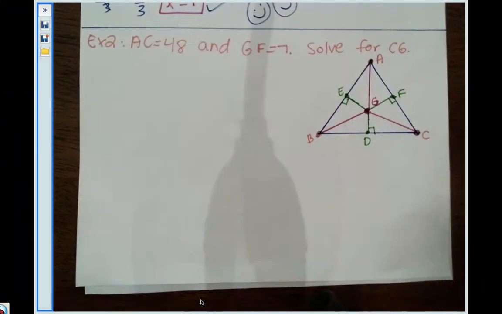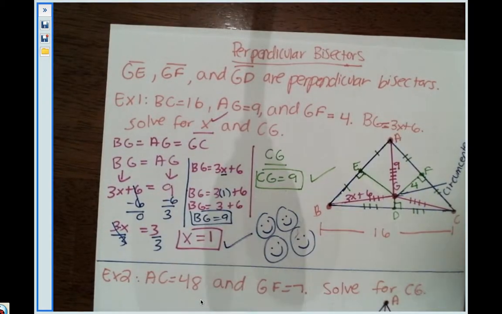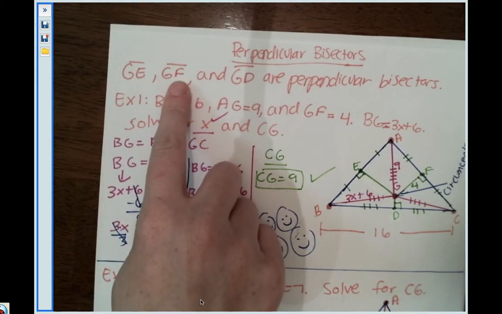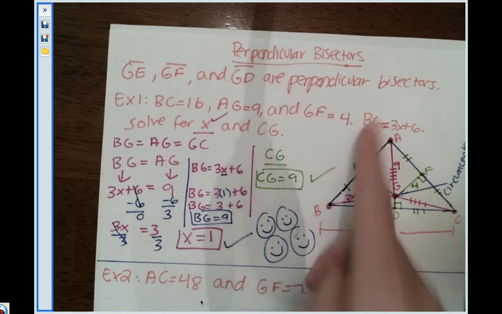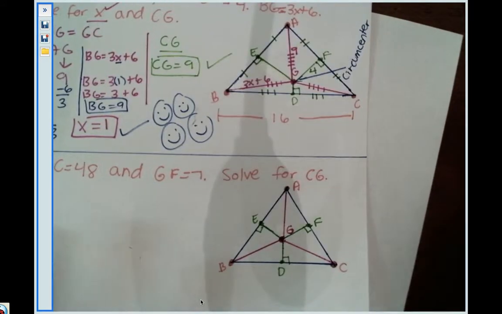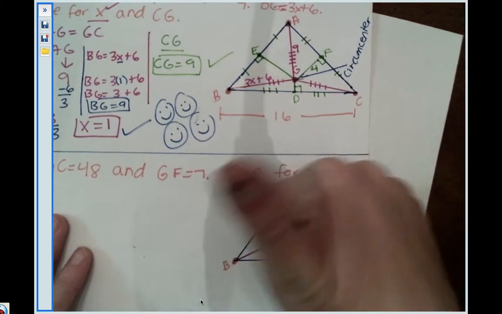Hey everyone, we're on to example 2 for perpendicular bisectors in triangles, which is pretty amazing if you ask me. Don't forget this same sentence applies down here. Segment GE, segment GF, and segment GD are perpendicular bisectors. These two are the same pictures, same labeling. I know they look a little different, but it's okay because I did not say draw to scale. So I'm good to go.